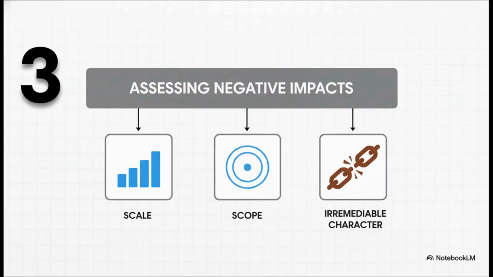Step 3 is really the technical heart of the whole assessment. This is where you figure out how significant each of those impacts truly is. For negative impacts, you judge their severity based on 3 things. Their scale, is it a small local issue or something affecting a whole ecosystem? Their scope, how widespread it is, and their irremediable character, which is just a way of asking, how hard is it to fix the damage?